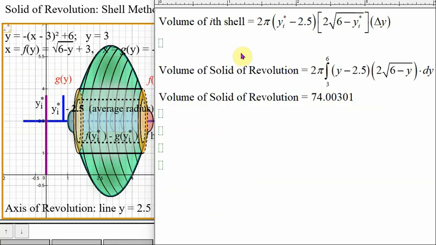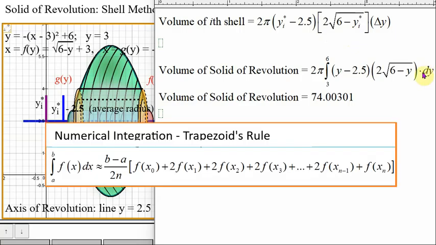The volume for an infinite number of shells will be the integral from 3 to 6. Here's the average radius, here's the height, and here's the thickness. We can use numerical integration, and if we use numerical integration to evaluate this definite integral, it comes out to be 74.003.